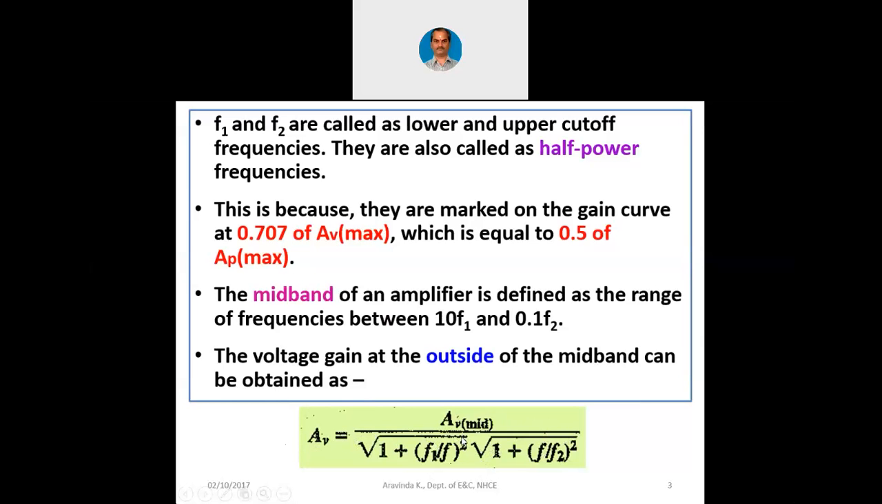from the midband region. But this formula is not really much important for us because we are mainly interested in only the midband gain and the bandwidth F2 minus F1. So, you don't have to bother about how we derived this formula. The derivation of this formula is not in our curriculum as such, and we are not going to use this formula extensively as such. I have put this only for you to know that there are such formulae which exist in our analysis.